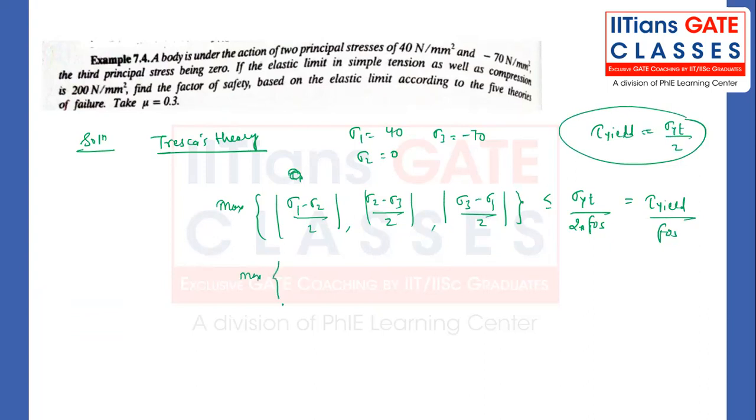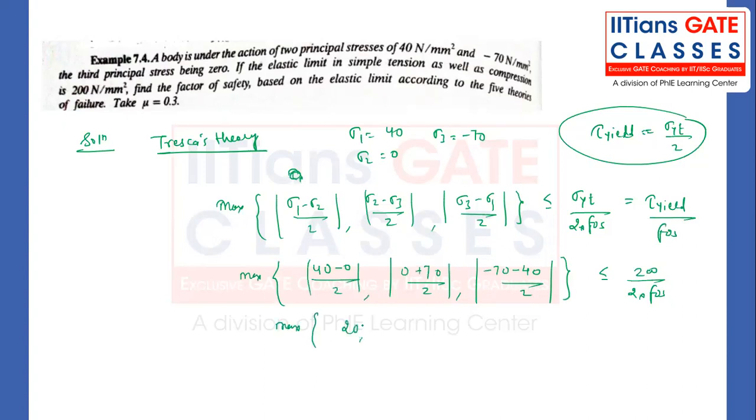Now, maximum of sigma 1 minus sigma 2 by 2, that is 40 minus 0 by 2, 0 minus minus 70 by 2, and minus 70 minus 40 by 2, should be less than or equal to 200 divided by 2 into factor of safety. And what you will be getting, my dear friend? 20, 35, 55. That should be less than or equal to 200 divided by 2 into factor of safety.